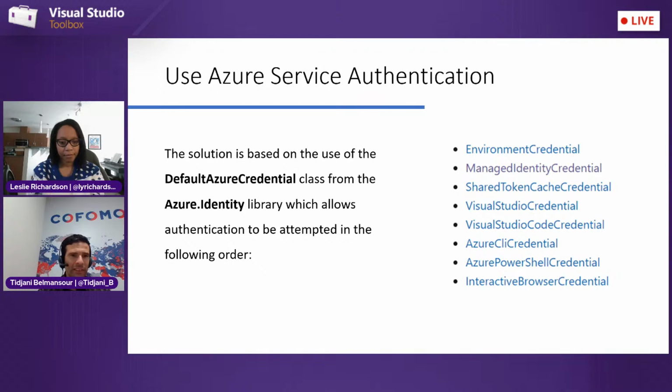So how do we do it? The solution is based on the use of the DefaultAzureCredential class that can be found in the Azure.Identity library. And this class tries to authenticate using different credential providers, which are listed here, and in this order. So it will first try to get the information from the environment credential, then the managed identity, then the shared token cache, Visual Studio, Visual Studio Code, etc.